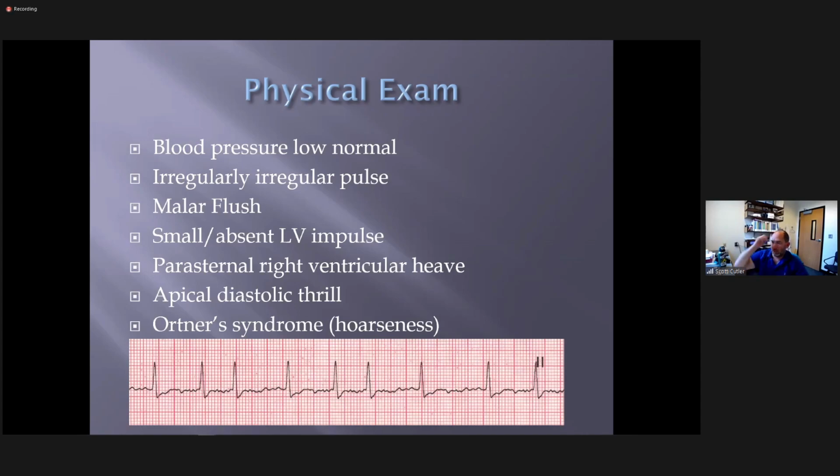Good. So in the physical exam, they might notice that the blood pressure is low normal. So it might still be within normal range, but it's low. To know that for that patient, they would have to be doing serial studies over years, probably, and having some good baseline studies to compare that to.